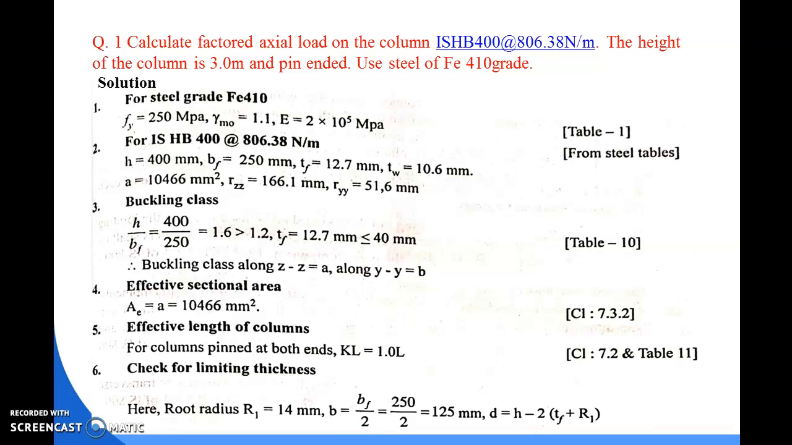So now we will discuss a numerical based on compression member. So see the question.